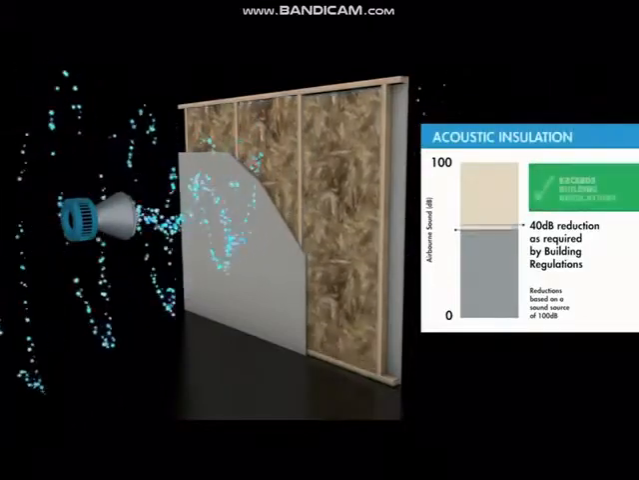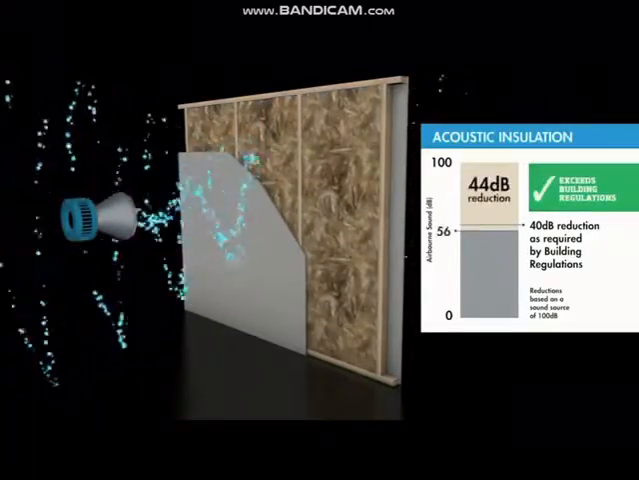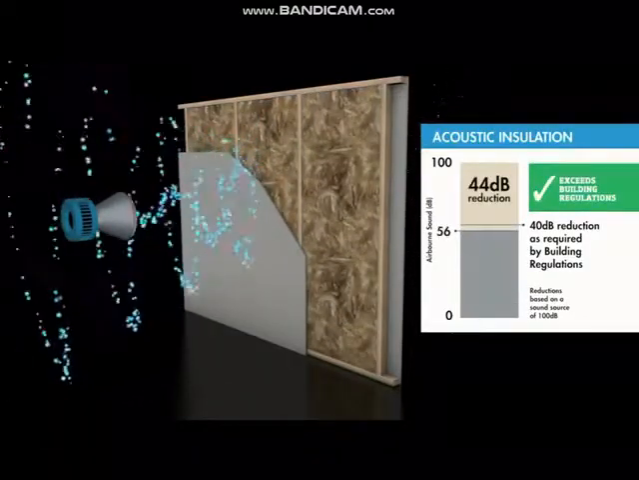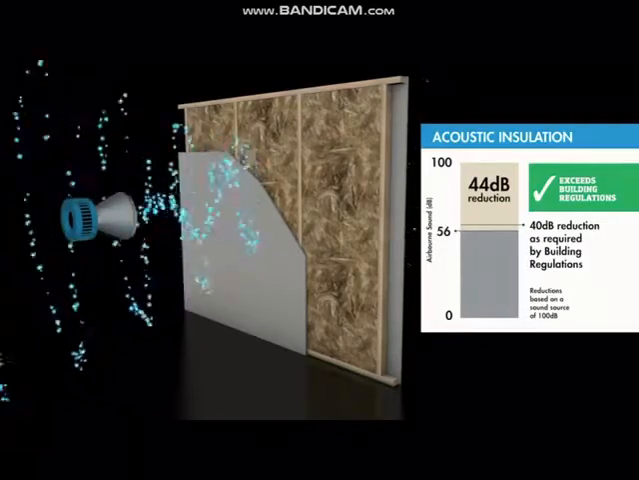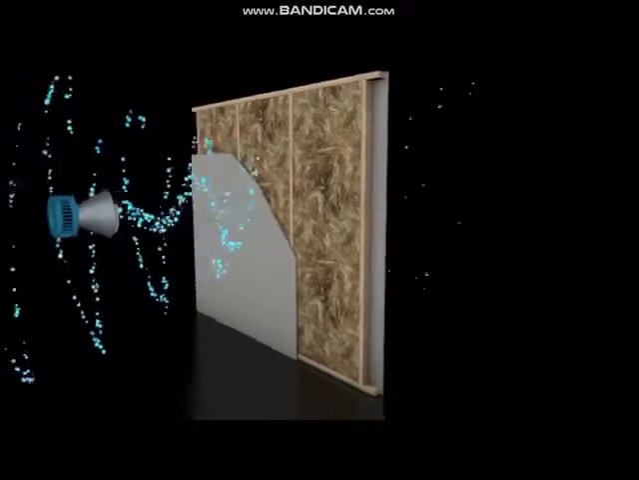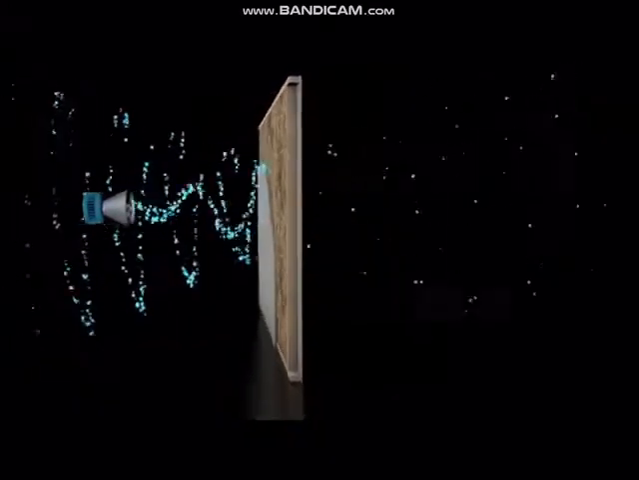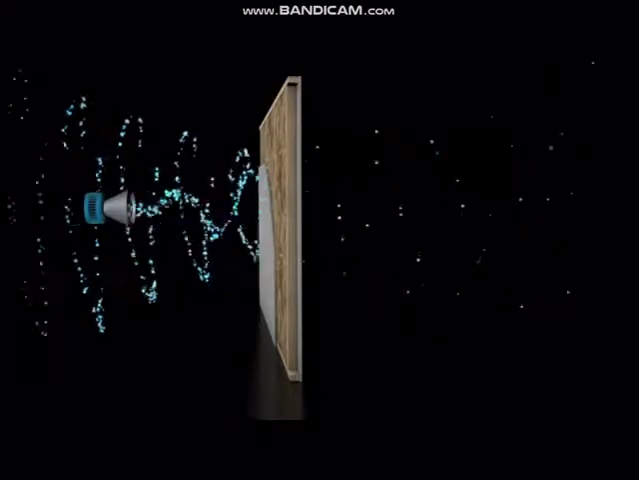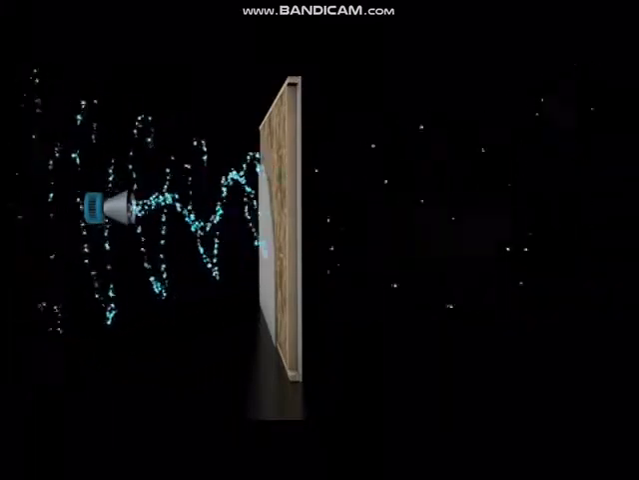When an absorbent material is added into the partition, such as mineral wool, reflected sound still occurs, but some of the transmitted sound is absorbed by the absorbent insulating material. This leads to a much lower transmission of sound through the partition compared to that which is transmitted through a partition with an empty cavity.